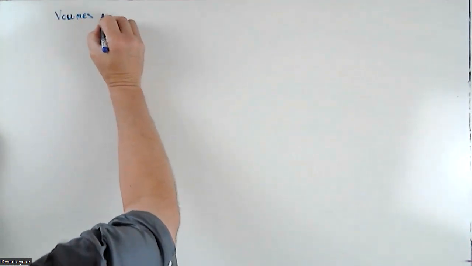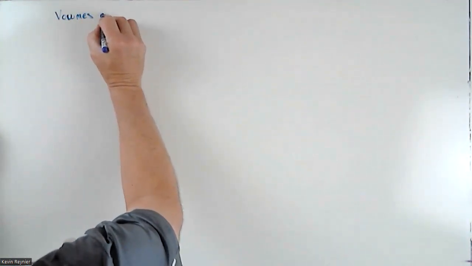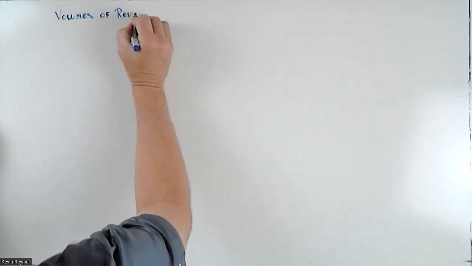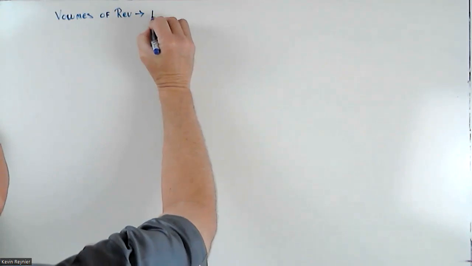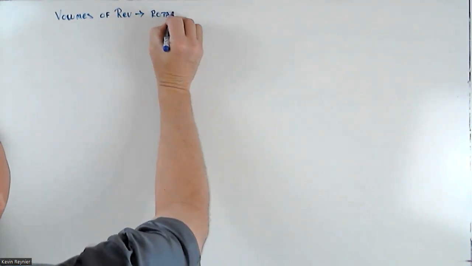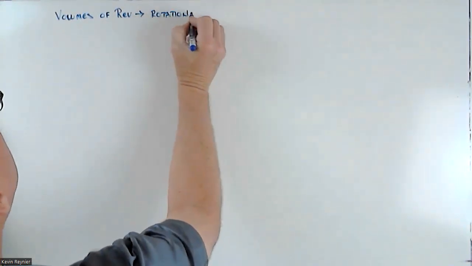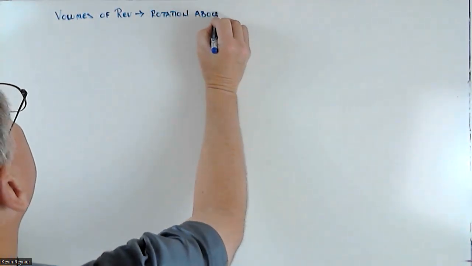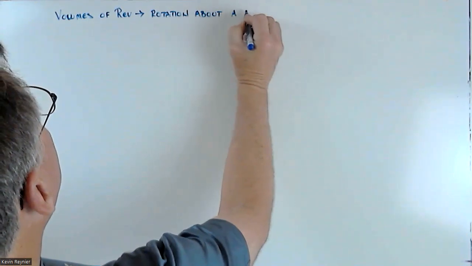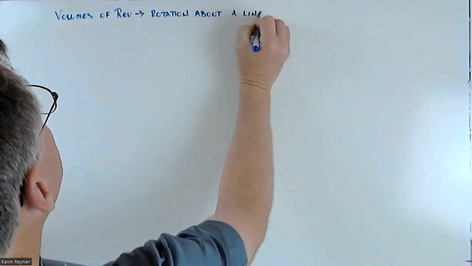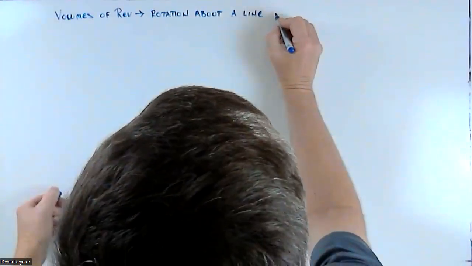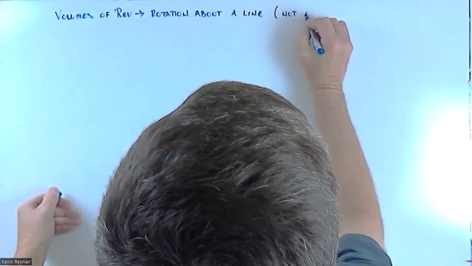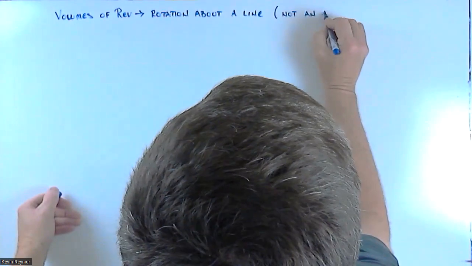Volumes of revolution: rotation about a line, not an axis.